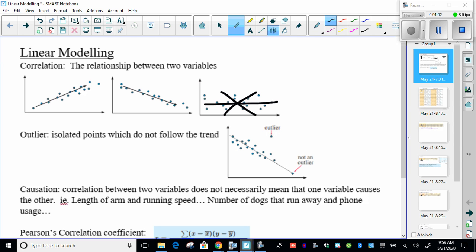We also can have outliers. The outliers don't follow the trend. So if we draw that line, this is an outlier because it's super far away from that trend line. However, down here, this isn't an outlier because it's still on there. So it still fits that trend.